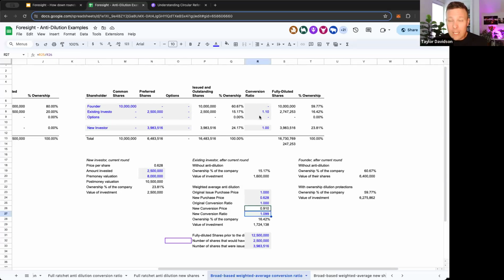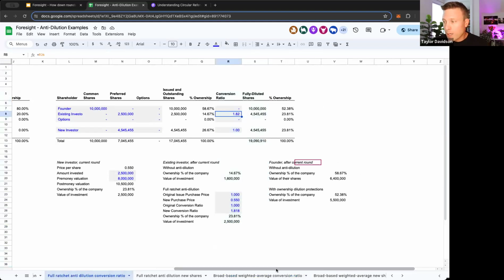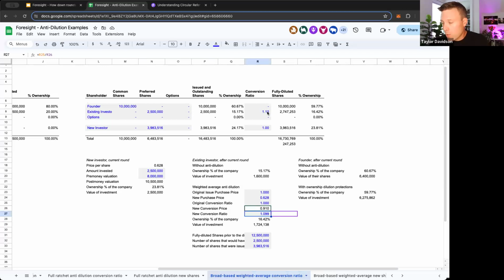Now, the way it implements in the model is the same, right? So in the full ratchet scenario, our conversion ratio is 1.8, and the ratio here is 1.1. What that points to is there's way less anti-dilution protection associated with this, which is one of the aspects of broad-based weighted average.